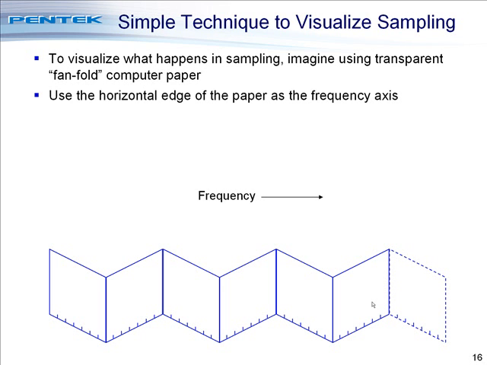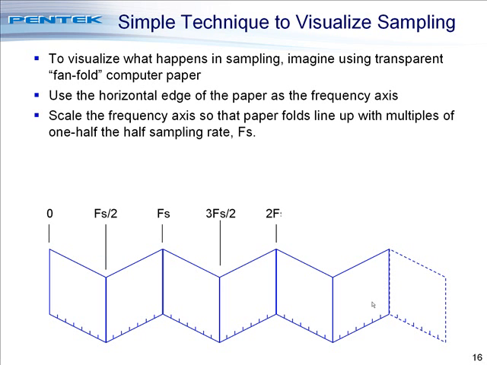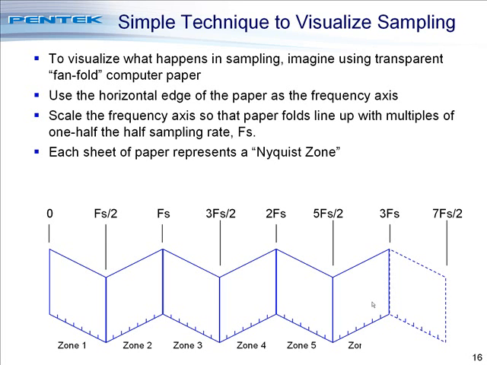We're going to use the horizontal edge of the paper as the frequency axis. We're going to scale the frequency axis so that the paper folds line up with multiples of 1/2 the sampling rate. Starting on the left, you can see the first fold outward is at 1/2 of the sampling rate. The next fold, the backward fold, is at the sampling rate. And the third fold is at 3/2 of the sampling rate. Each sheet of paper that you see here represents a Nyquist zone, starting with zone 1 over at the left.